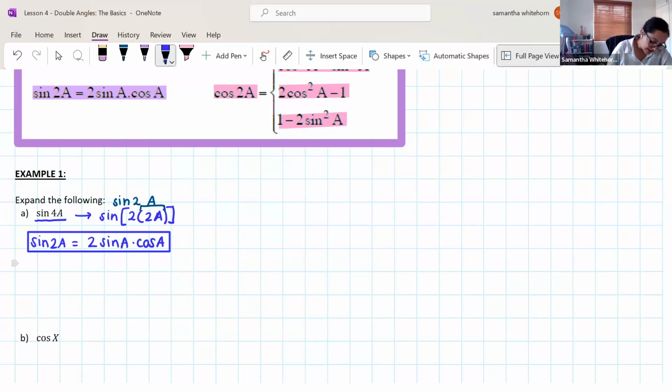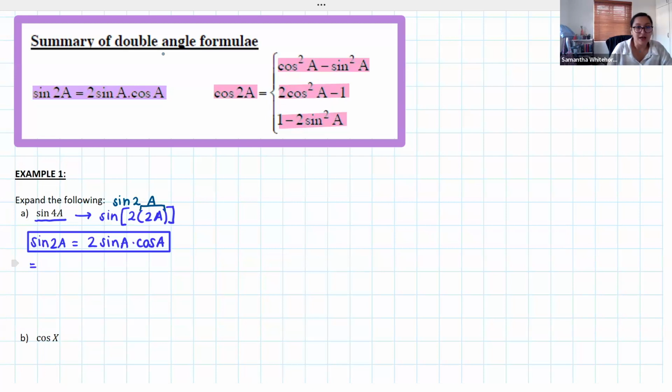That therefore means that I can expand the sine of angle 4A to be 2 of sine 2A times cos of 2A. So I'm able to take the original double angle that I have and expand it according to my double angle identity. Now, again, right now, this is just the basic stuff.